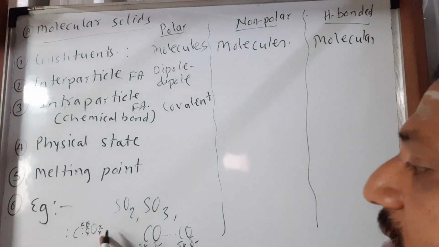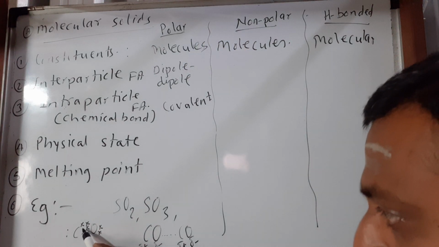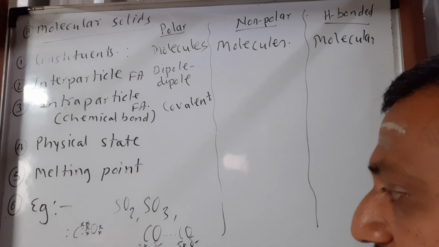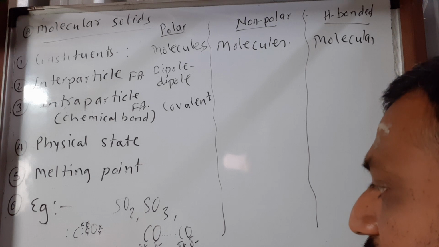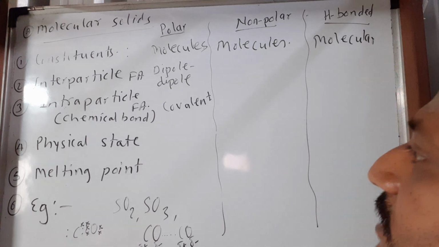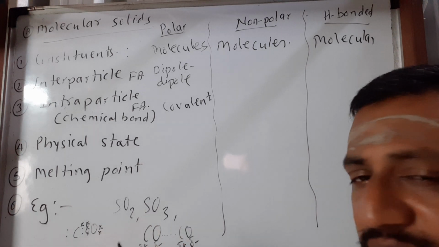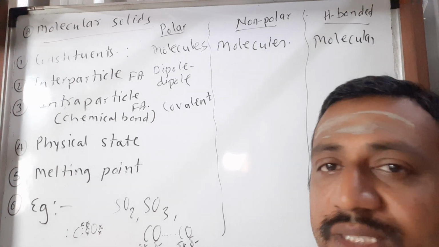So in between carbon and oxygen, here 3 electron pairs are shared. 2 electrons of the carbon, 4 electrons of the oxygen. So a triple bond is there in between. The bond which is formed by the mutual sharing of electrons, that is the covalent bond.